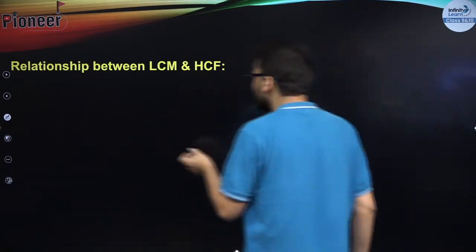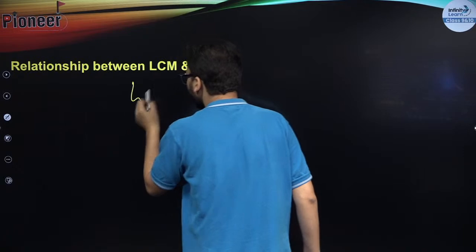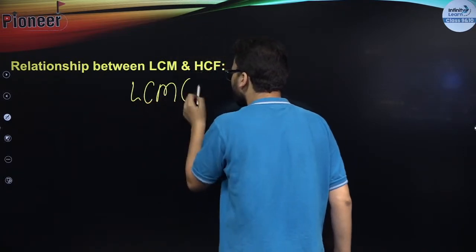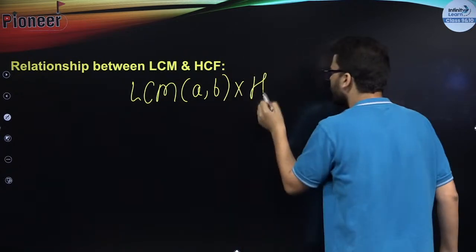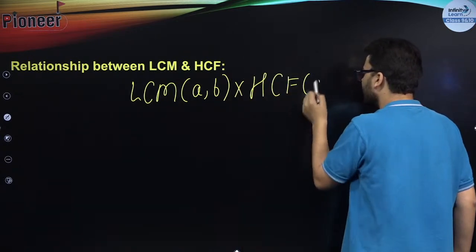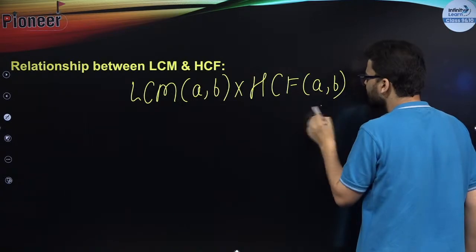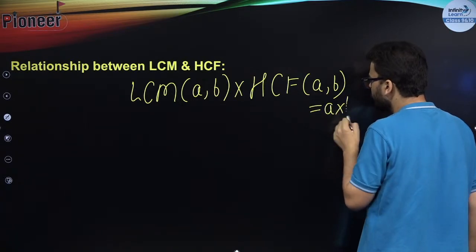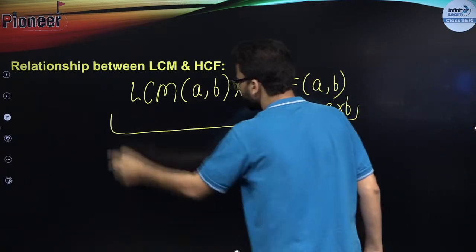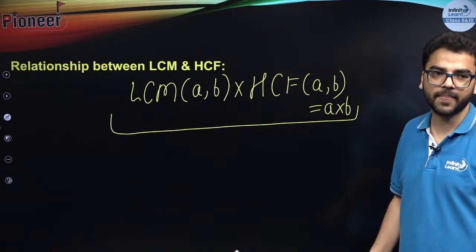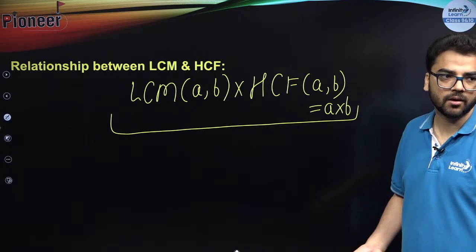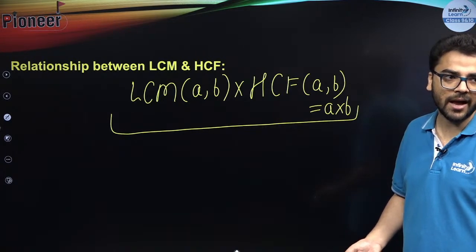The LCM and HCF of two numbers: the product of the LCM of A and B and the HCF of A and B is equal to the product of the numbers itself. The LCM of two numbers and the HCF of two numbers multiplied together is the product of the numbers itself. I hope it is clear to you, right? Okay.